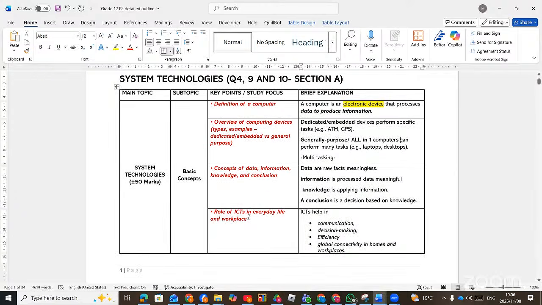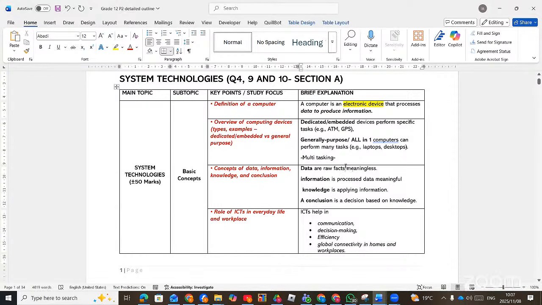Again, you must also know under the basic concepts the data, information, knowledge, and then conclusion. In grade 12, you will have to differentiate between these concepts. Data is raw facts and figures that are meaningless. So here the keywords are meaningless, raw facts, and figures. And then the raw facts and figures could be numbers.